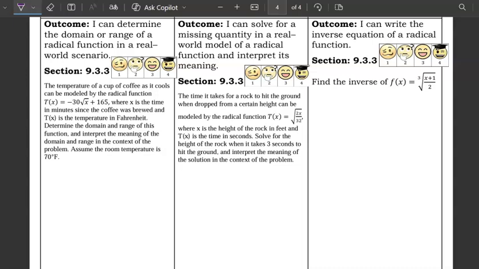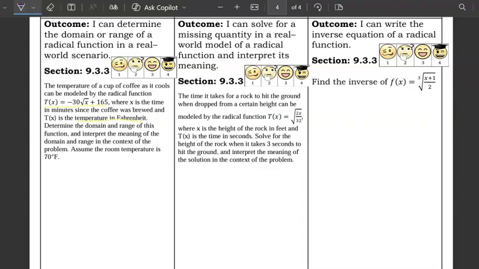Outcome: I could determine the domain or range of a radical function in a real-world scenario. The temperature of a cup of coffee as it cools can be modeled by the radical function t(x) = -30√x + 165, where x is the time in minutes since the coffee was brewed and t(x) is the temperature in Fahrenheit. Determine the domain and range of this function and interpret the meaning of the domain and range in the context of the problem. Assume the room temperature is 70 degrees Fahrenheit.